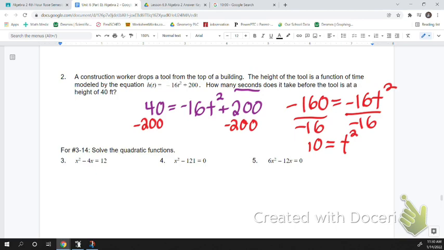How do I get rid of a square? Square root both sides. Your answer should be the square root of 10, which I got was about 3.1. Label it. We just solved for time, and that's 3.1 seconds. That's number 2 from the review.